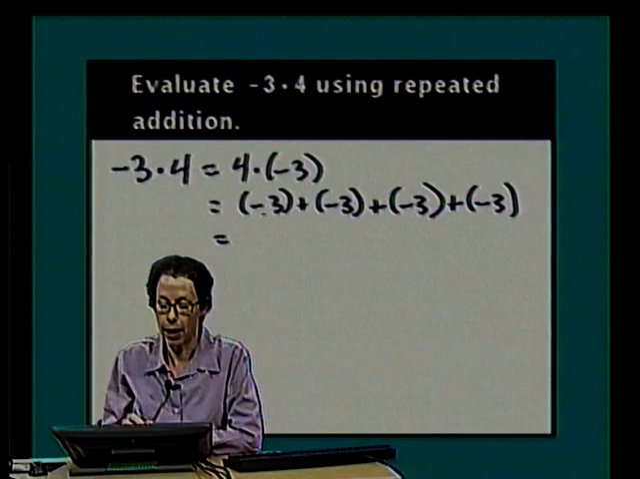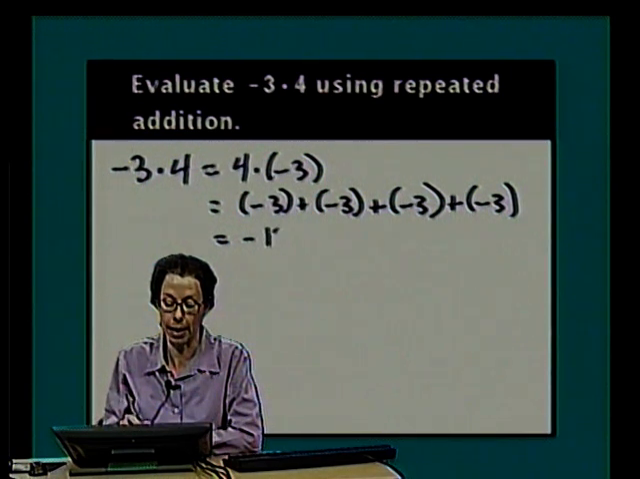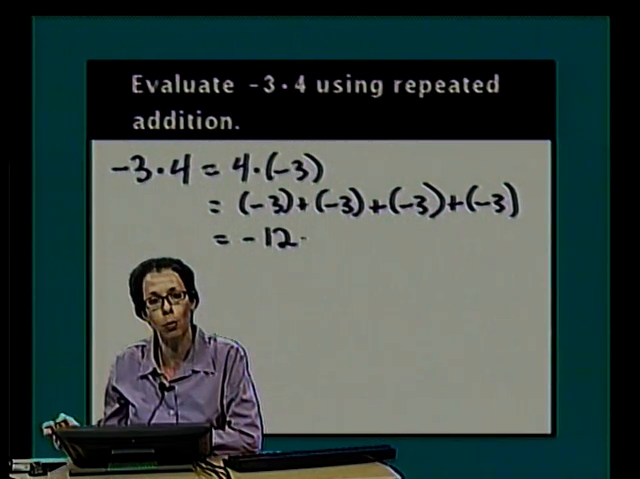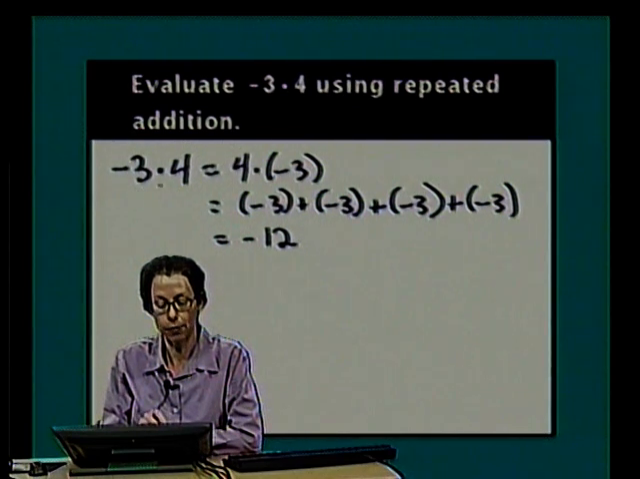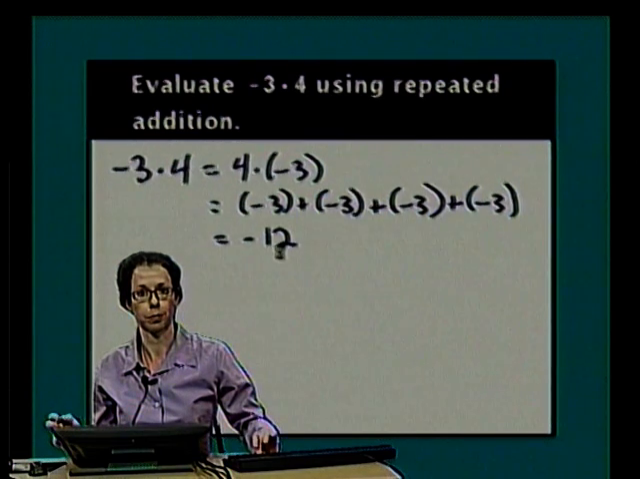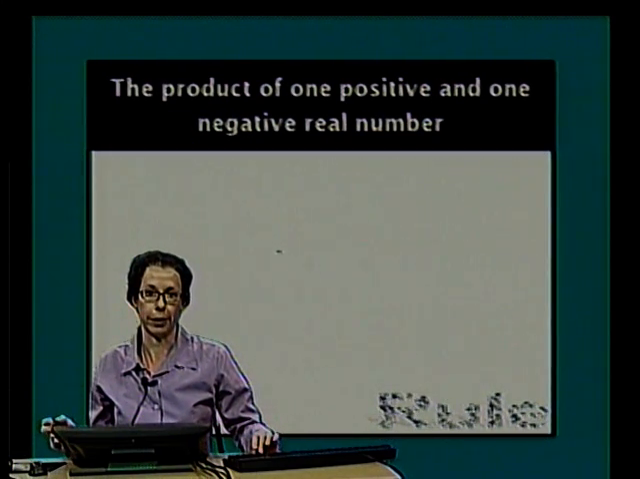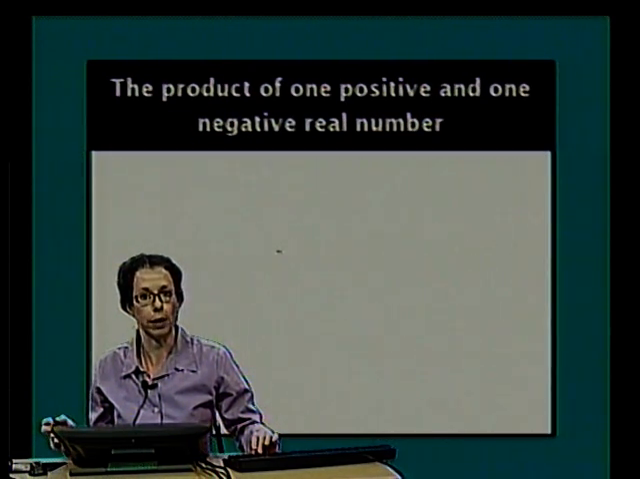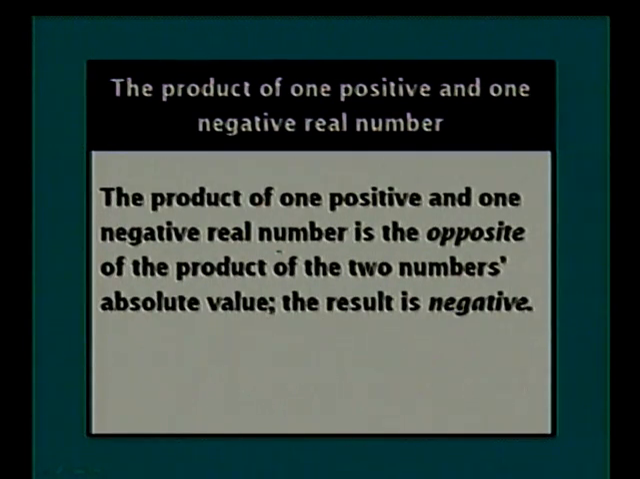And here I have 4 negative numbers. I know the sum will be negative, and I just add the magnitude of the 4 numbers, and I get -12. So once again, I'm multiplying a negative number by a positive number, and I end up with a negative result. So we have a rule here for the product of 1 positive and 1 negative real number. The product of 1 positive and 1 negative real number is the opposite of the product of the 2 numbers' absolute value. The result is negative.